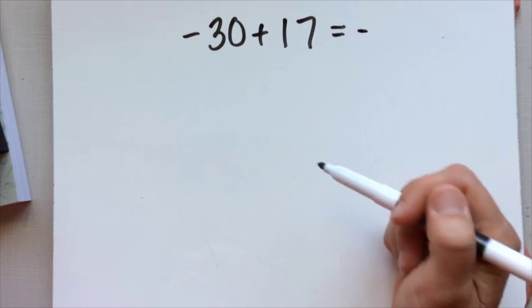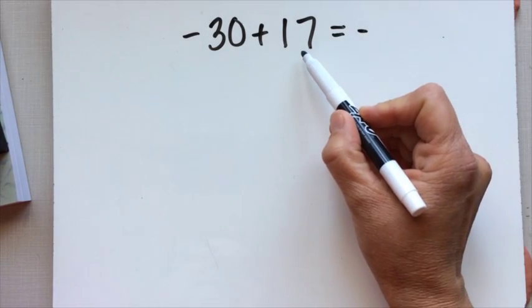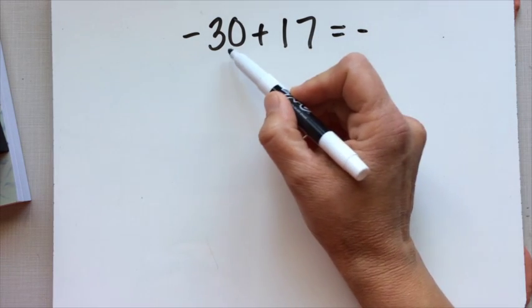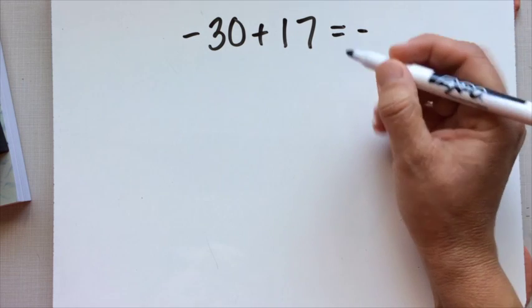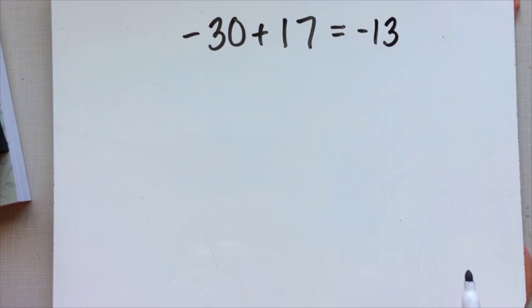This is a little mental math here. The way I would do this one is to say, well, 15 and 15 is 30, but I'm taking 17 away from this 30, so it's going to be 2 less than 15. So negative 13.